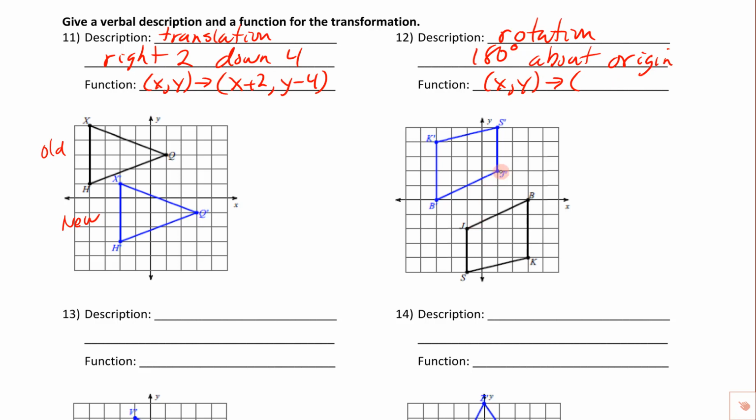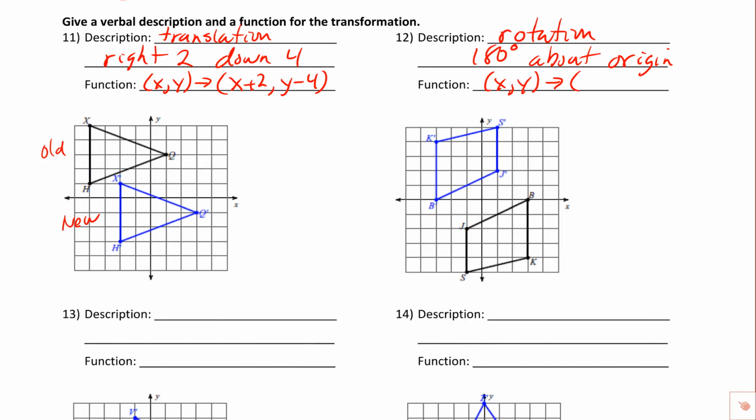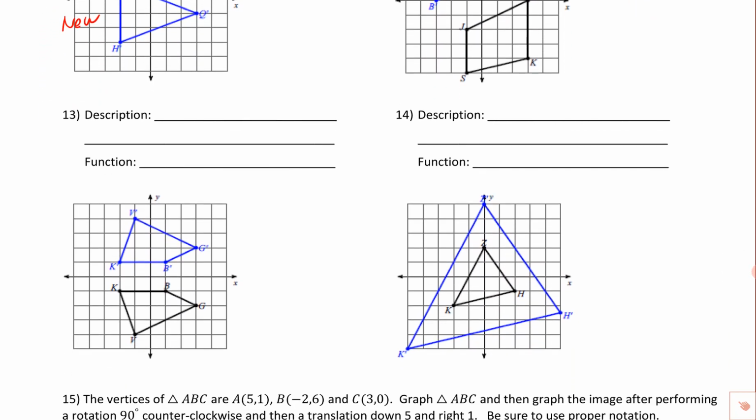What happens here is the x and the y both change signs. I think they don't change places, they just change signs. So we're going to rotate 180 degrees. So look at that. (x, y) becomes (-x, -y). So that's what we're going to write down here. Becomes (-x, -y). There's our rule. So again, the back is pretty easy. Less graphing and more just kind of thinking through what's going on here.